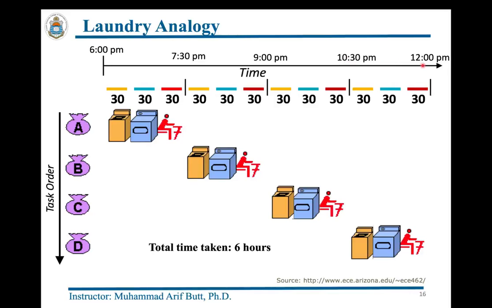Well, my dear students, if you closely observe, when task A was being executed from 6:30 to 7 p.m., that is when the clothes of task A were being dried or rinsed, the washing unit as well as the folding unit were free. And the same observation can be made in this entire laundry process. So let us utilize all the three functional units by using the pipeline technique in this laundry system.